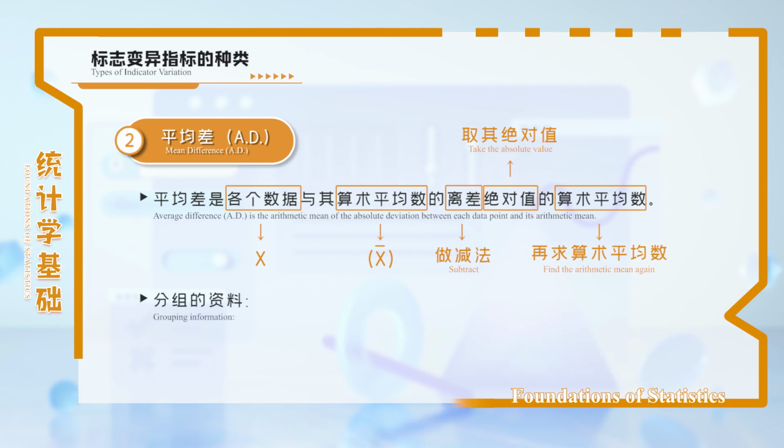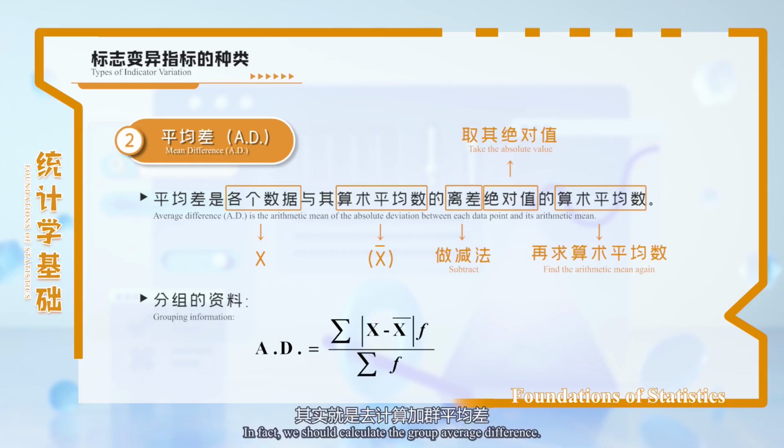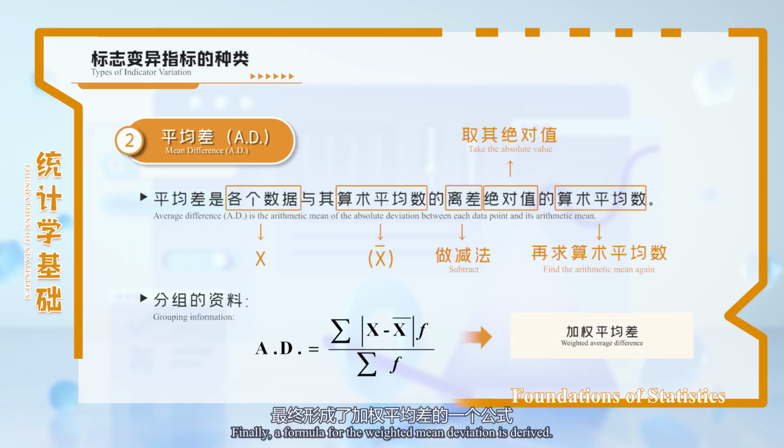For group data, how should we calculate the average difference? In fact, we should calculate the group average difference. That is, when we finally calculate the arithmetic mean, we need to use a weighted average. Take the absolute value of x1 minus x-bar and multiply it by the weight f1. Add the absolute value of x2 minus x-bar, multiplied by weight f2. Keep adding up to xn minus x-bar in absolute value times the weight fn, and then divide by the sum of the weights. Finally, a formula for the weighted mean deviation is derived.